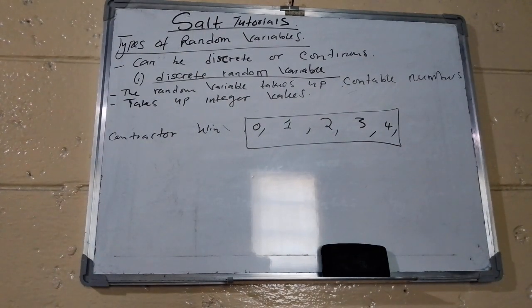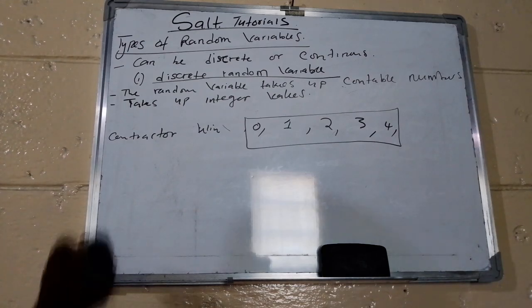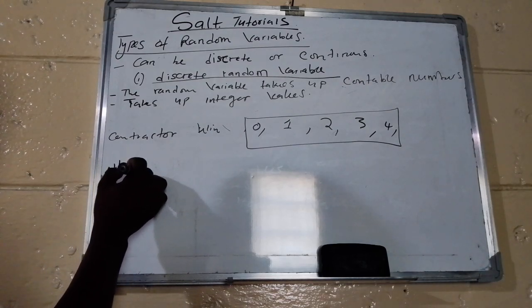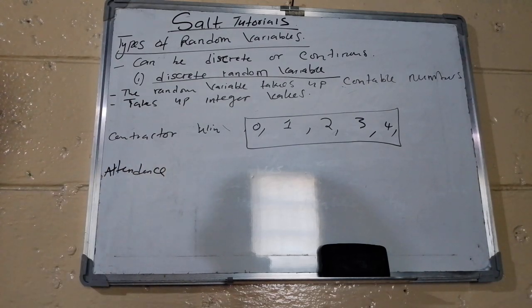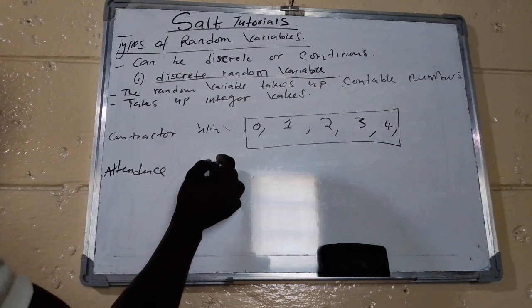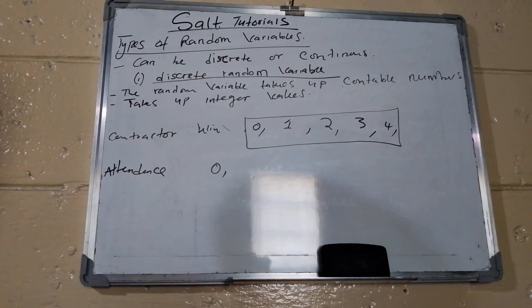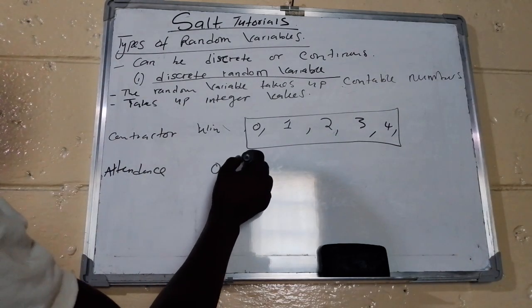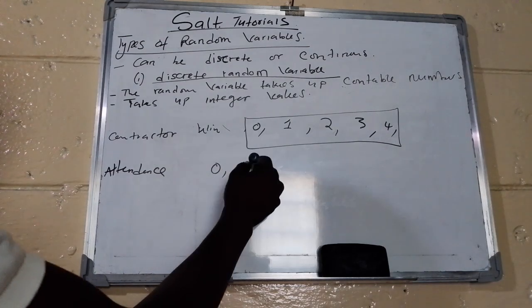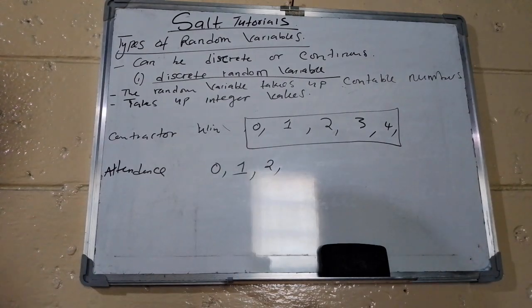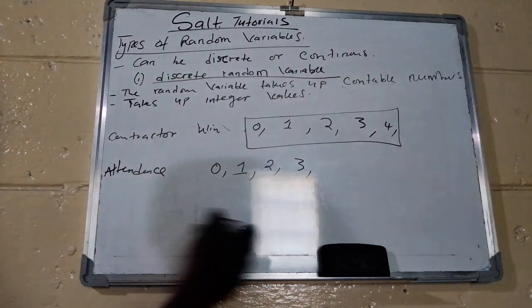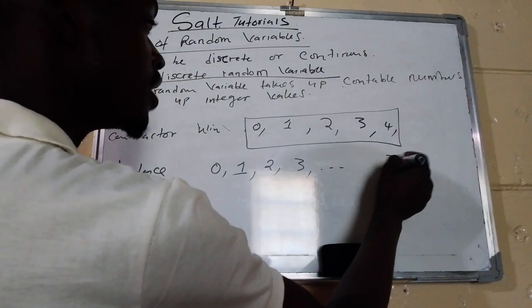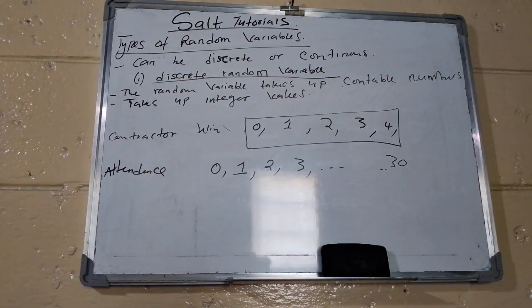There's the situation where we're talking about attendance in a statistics class. Your attendance can be counted. There's a possibility that the whole month you never came for any statistics class, which means your attendance was 0. Maybe you came once, twice, or 3 times. Or maybe you came 30 times, if you're talking about 30 days in a month and statistics is every day.